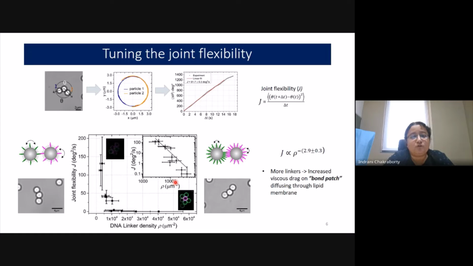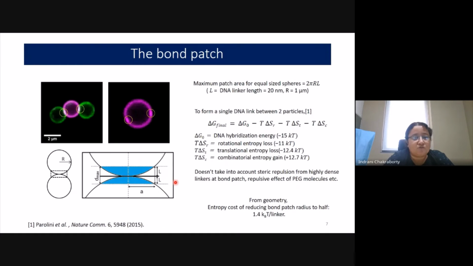Now let's look a bit more closely into the bond patch. So what is this bond patch? It is basically this blue region in the schematic diagram. This is the region where the bonding between two DNA molecules can take place, and Dmax is basically twice the maximum length of a DNA linker. The area of this blue region for two equal size spheres is 2 pi RL, R being the radius of the particle and L being the DNA linker length.